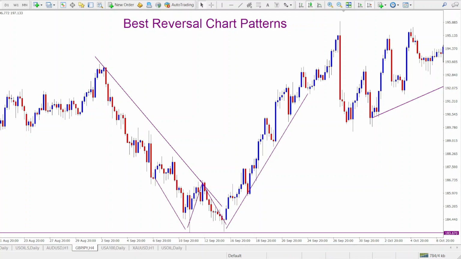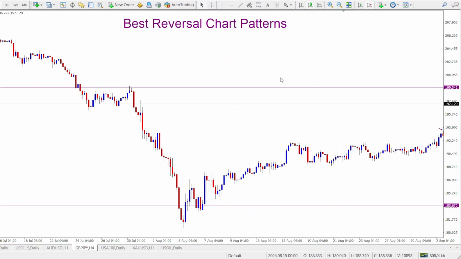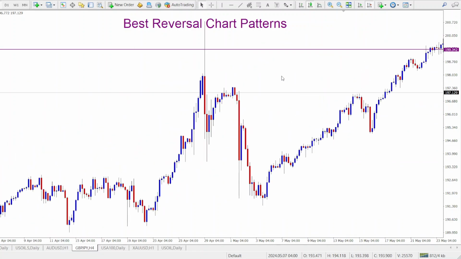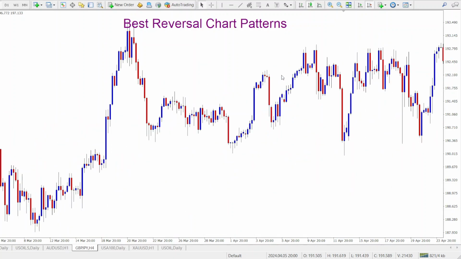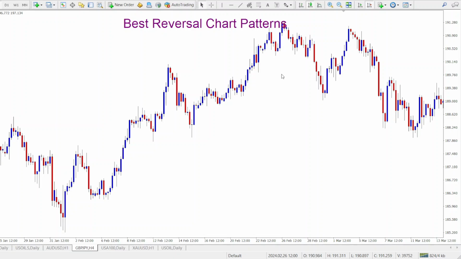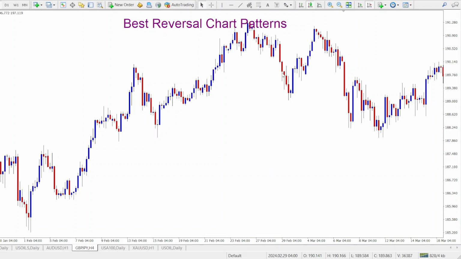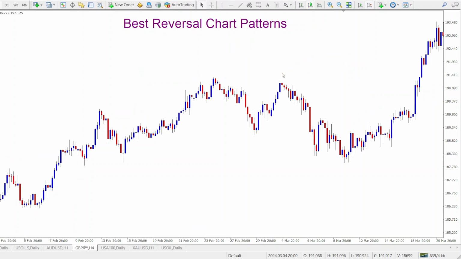Now, let us talk about the best reversal chart patterns that you need to know. We're going to start with one of the most popular ones, and that is the head and shoulders pattern. This is one of the most popular reversal patterns. The head and shoulders pattern has 3 peaks.